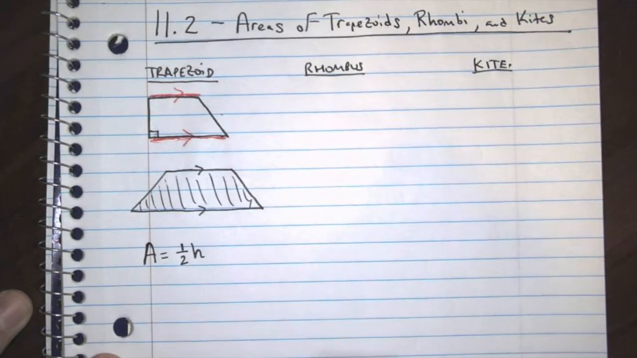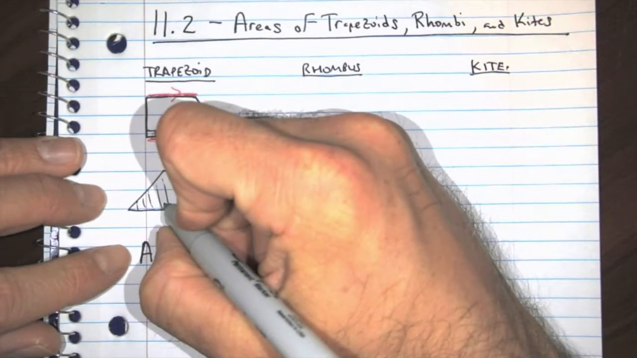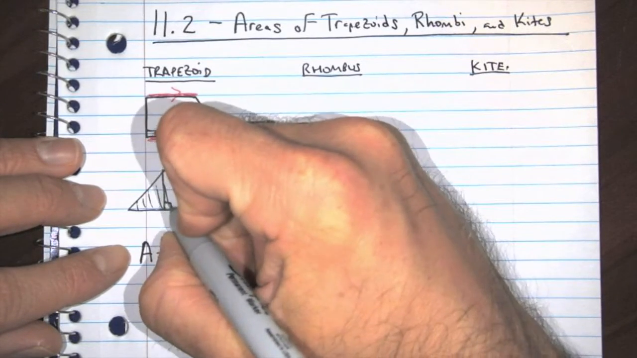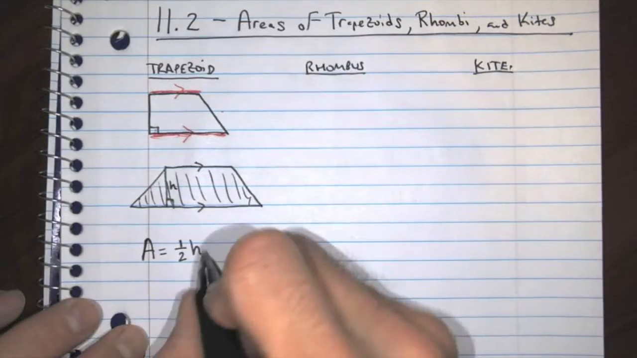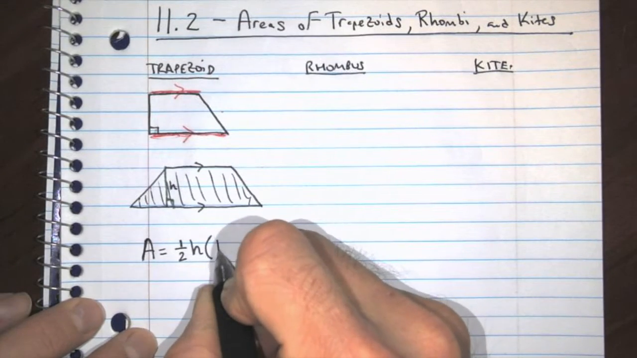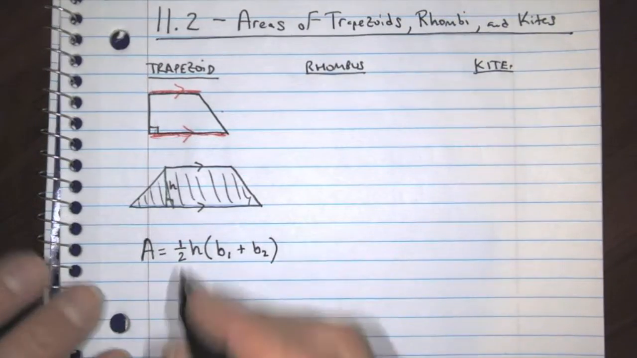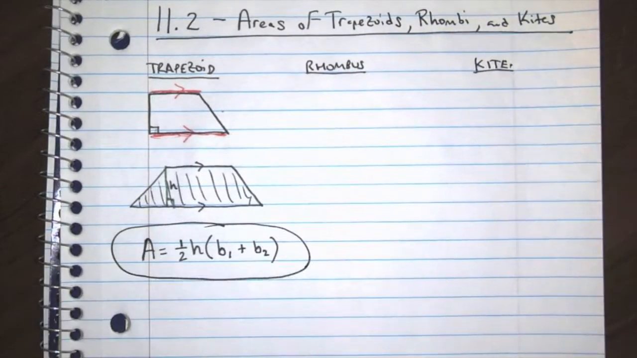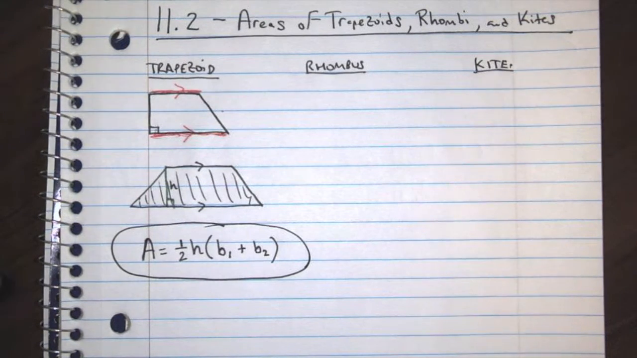the height, which let's go ahead and draw that in right now. I have markers on the other side of the desk. I don't know why they're over there. Height, once again, is perpendicular to the base. So there's your H. Times base 1 plus base 2. Ladies and gentlemen, you got your first equation for today's notes. Area equals 1/2 the height times base 1 plus base 2.